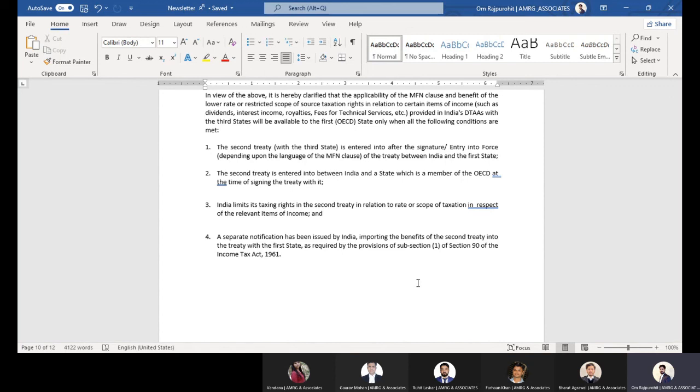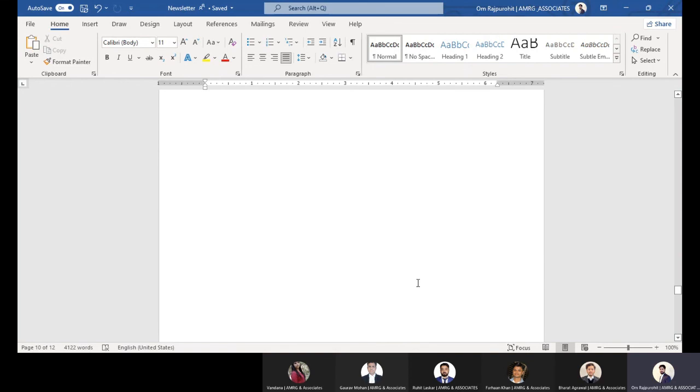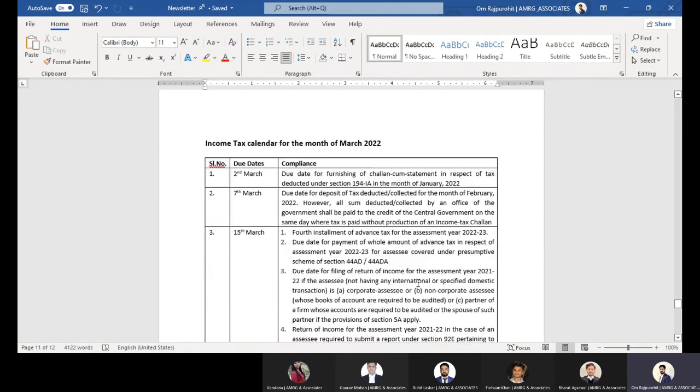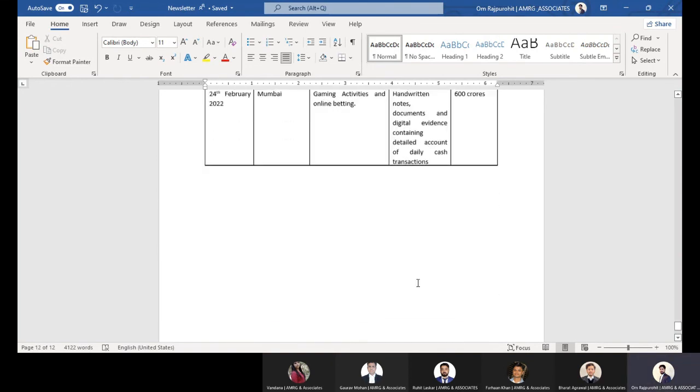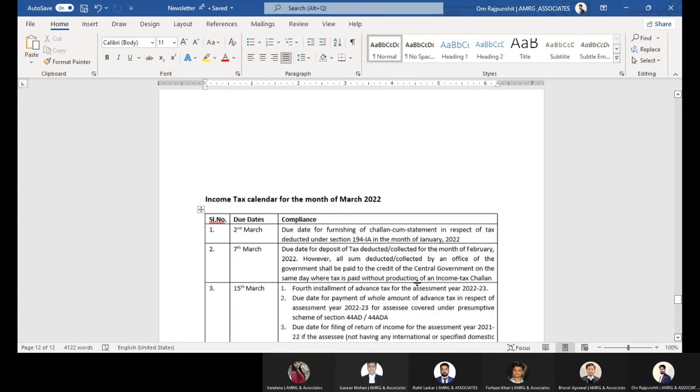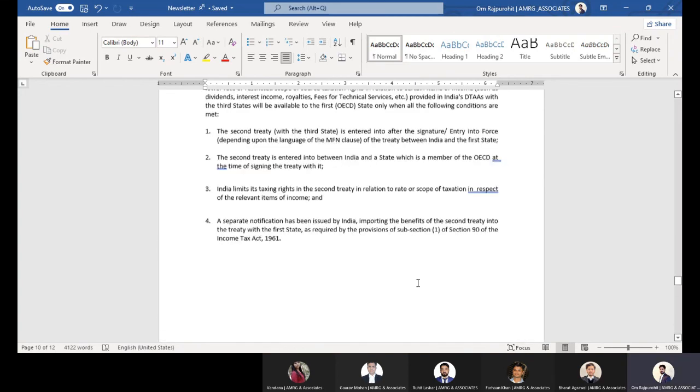So this is one condition which I missed, that India should also issue a notification that the MFN clause or the third treaty reduced rate should be applicable. For this, a separate notification shall also be issued by India, not just a unilateral or one-sided notification issued by the other country. So these are the four main conditions. So I think this concludes our today's presentation.